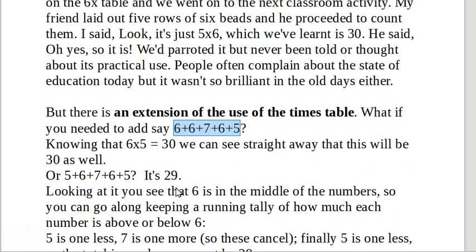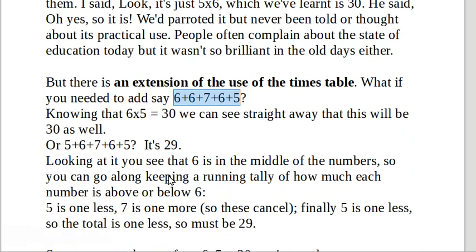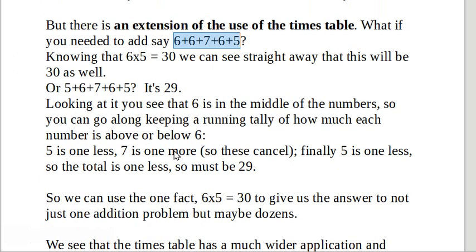Or how about 5 plus 6 plus 7 plus 6 plus 5? It's 29. Looking at it, you can see that 6 is kind of a middle number. So you can go along keeping a running tally of how much each number is above or below 6. That's 2 below, that's right on, that's 1 above. So those have cancelled out. We're still cancelled out. And now we'll go to 1 less. So the total will be 1 less. So the answer is 29.